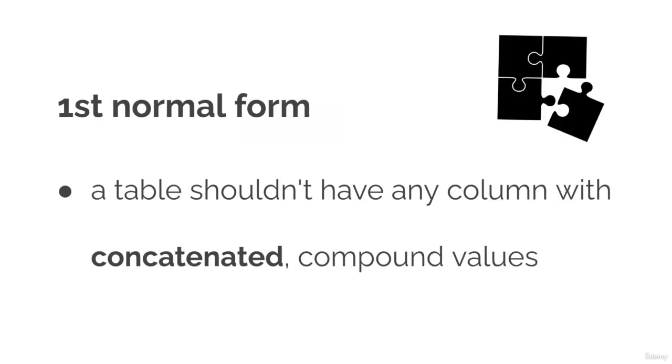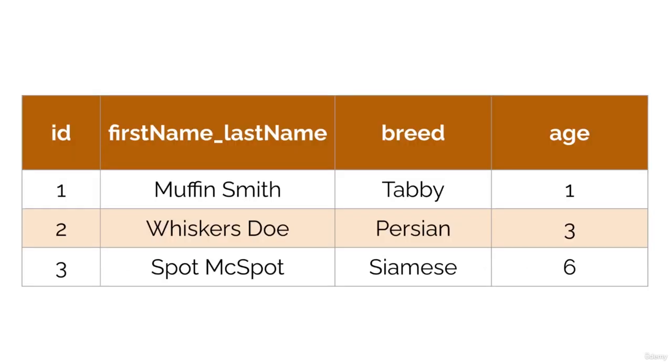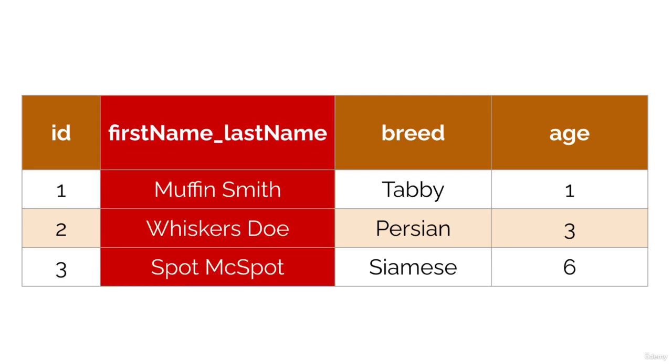The first normal form goes, a table should not have any column with concatenated or compound values. Let's look at an example. Do you see something that is wrong with this table? Here we can see we have a column that is actually containing concatenated values, and that is the column first name, last name.